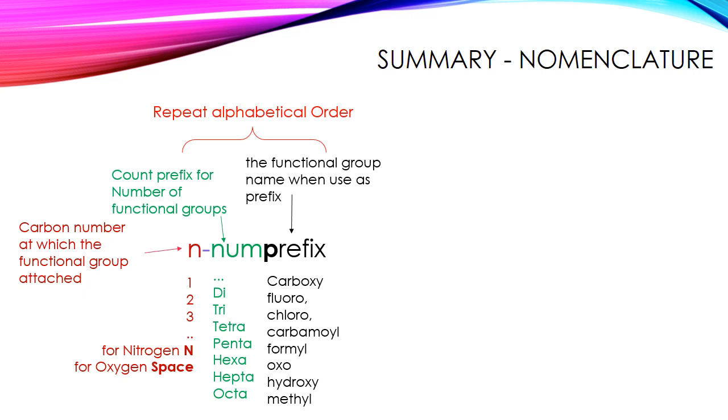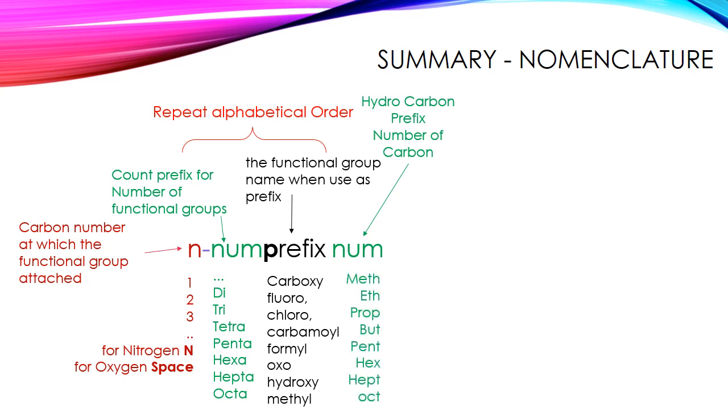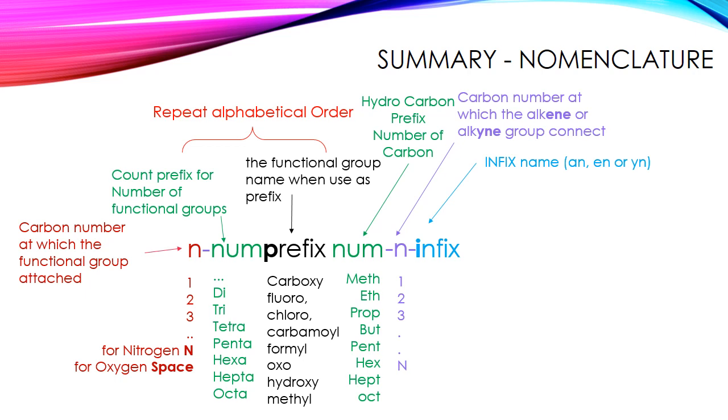So then you have to write every sub-functional group in alphabetical order. Then after you finish all sub-functional groups, you have to start the major functional group naming. Then the hydrocarbon prefix for the number of carbons, it may be meth, eth, prop, but, pent, hex, hept, oct, like prefixes you can use. Then you have to consider the infix, the carbon number at which the alkene or alkyne group is attached. It may be 1, 2, 3, or sometimes N, or the infix an, en, or yn.